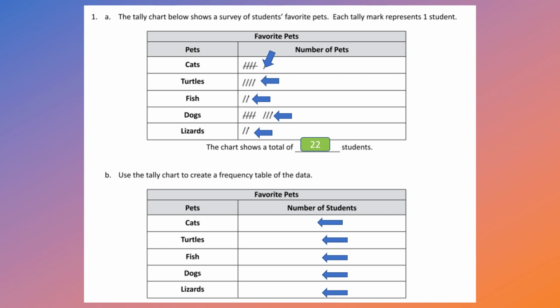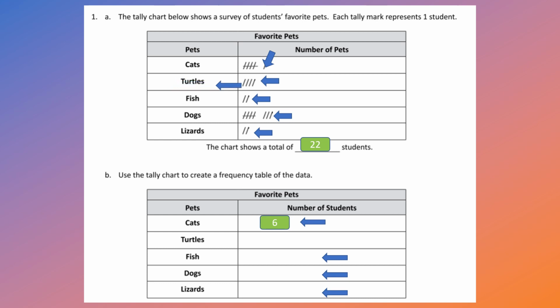Good. All right. Now, letter B says to use the tally chart to create a frequency table of the data. A frequency table has the actual numbers in it. Tally charts have tally marks. Frequency tables have numbers. So all we're doing is writing down the actual numbers that those tally marks represent. So we're going to start with cats, right? For cats, that was how many tally marks? 6. That's right. It was 6 tally marks.